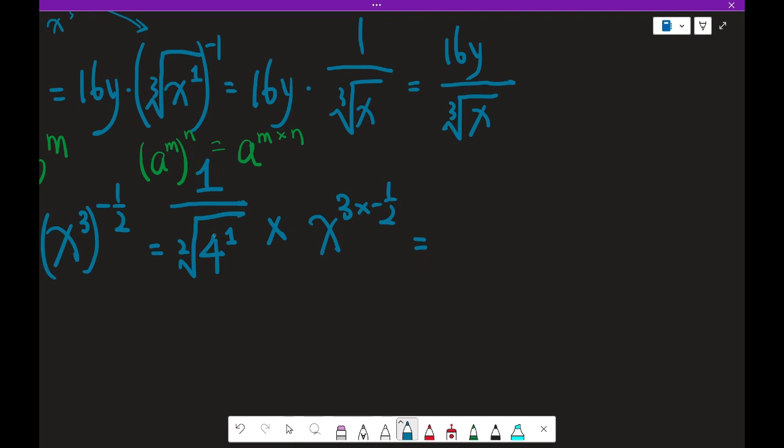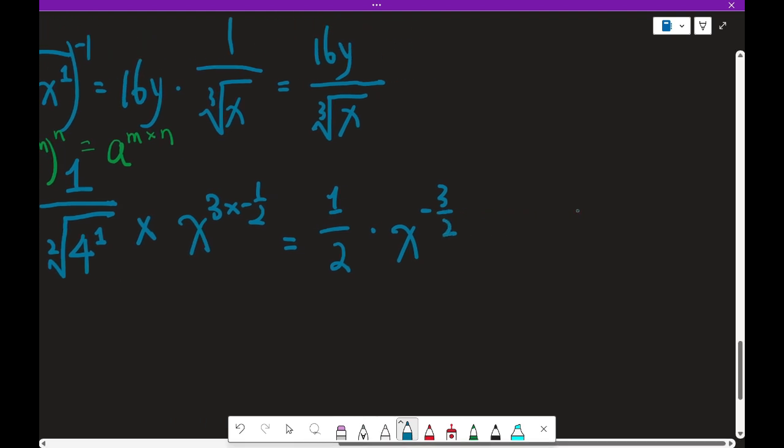So 1 over 4 square root. The square root of 4 will be 2. So 1 over that would be 1 over 2, times x to the power of 3 times negative 1 over 2, which will give us x to the power of negative 3 over 2. So we can perform the fractional exponent law again.